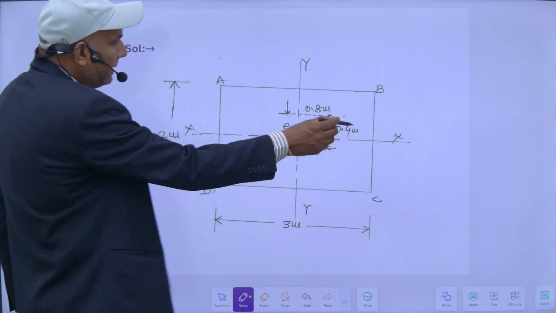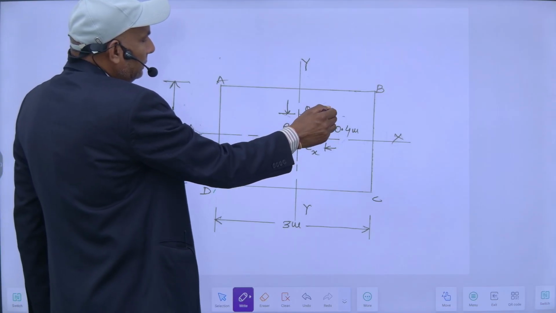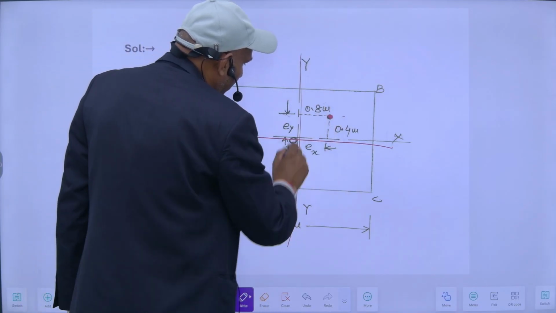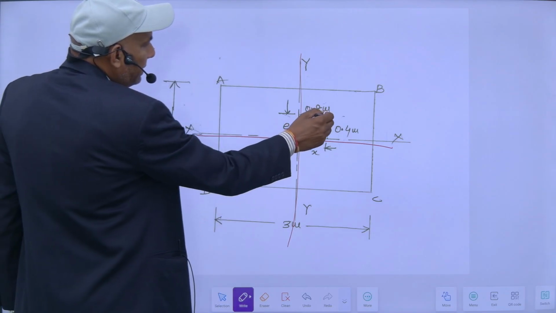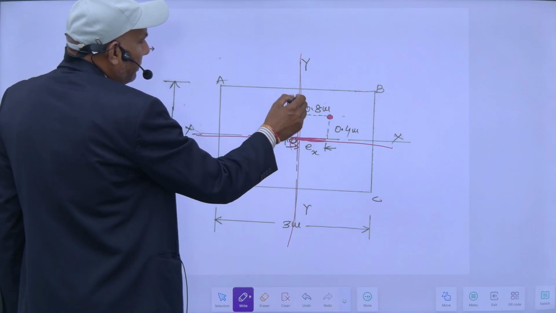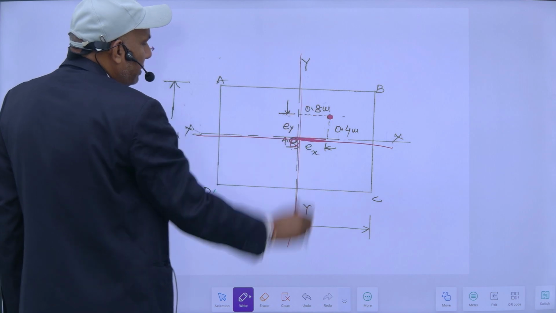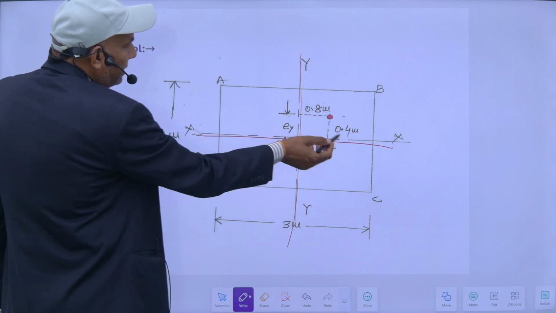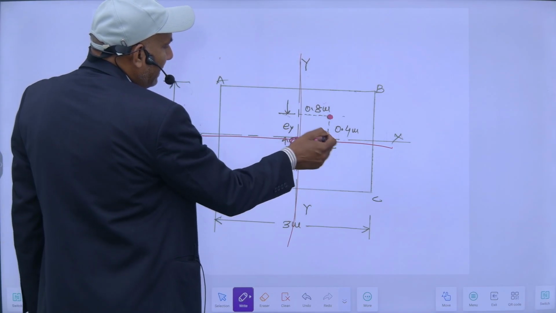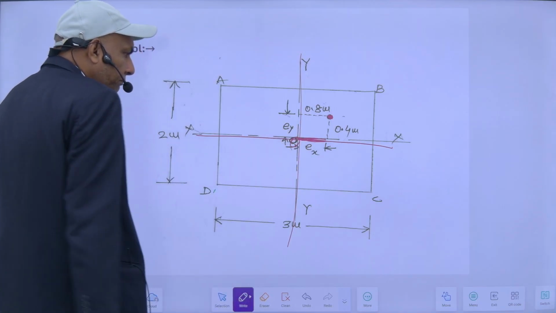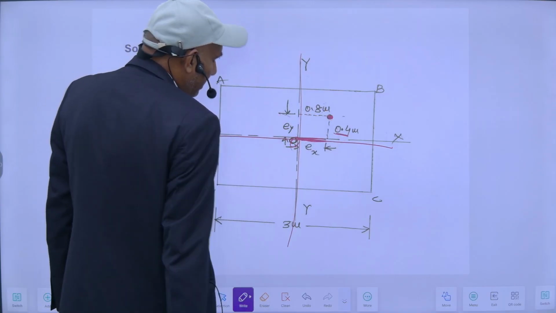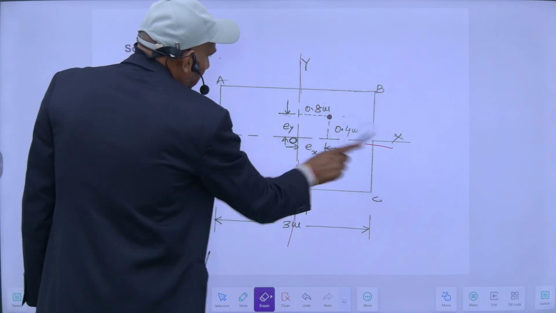So my load is acting at this point, and this is the origin. This is my x-axis, this is the y-axis, and the location of this point is such that its distance from this y-axis along the x-axis is 0.8 meter, and its distance from this x-axis, when I measure it along the y-axis, is EY. Suppose the eccentricity along the y-axis is 0.4 meter, and along x it is 0.8 meter. So this is the location of the load.